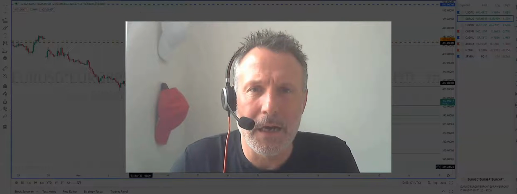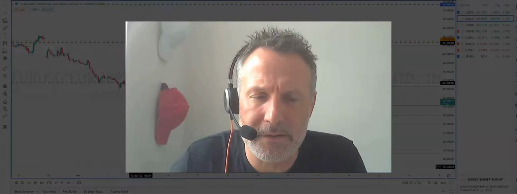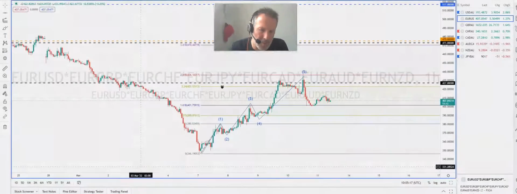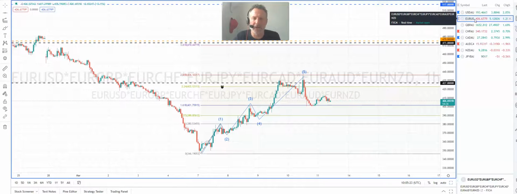So yesterday we spoke about the euro. Today the focus is going to be on the Australian dollar. Let's have a quick recap on what we spoke about. So this was a 5-wave count to the upside. This is the euro single currency basket. So this is something that we've developed.